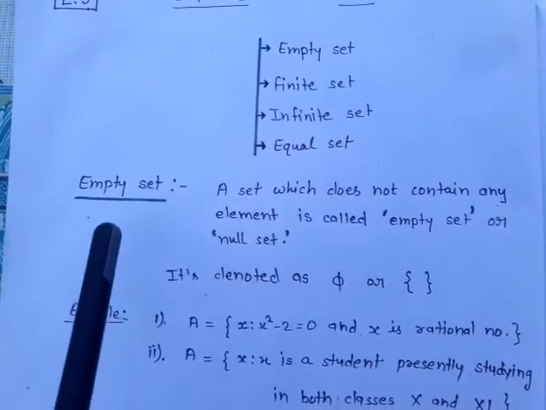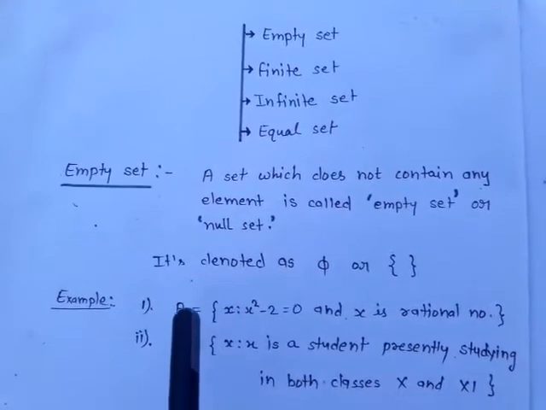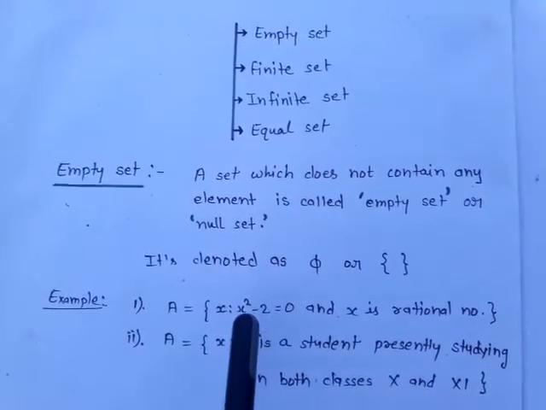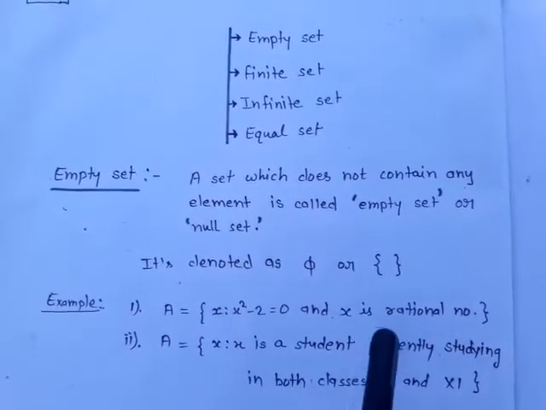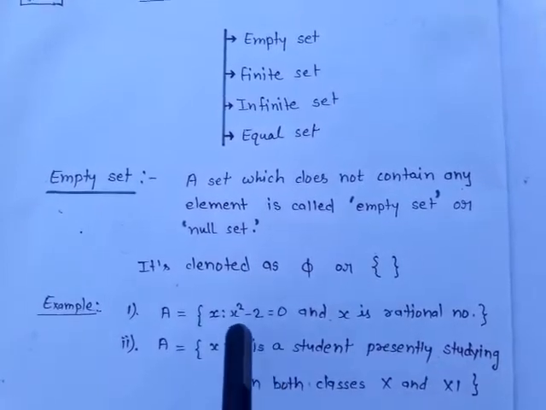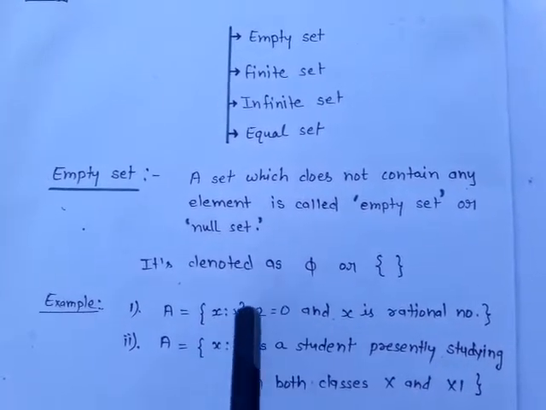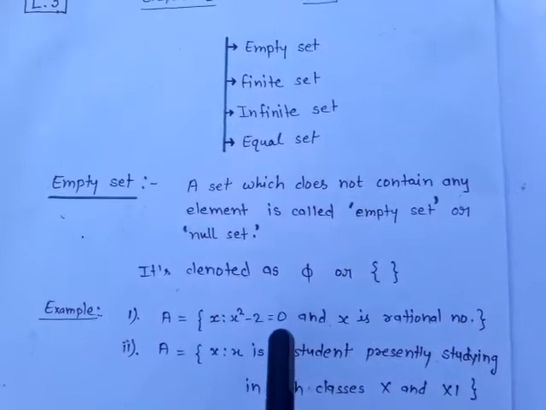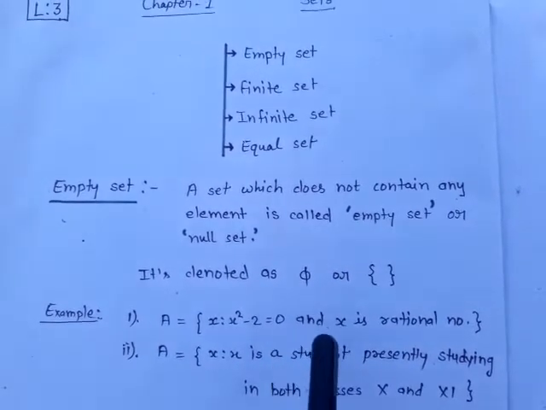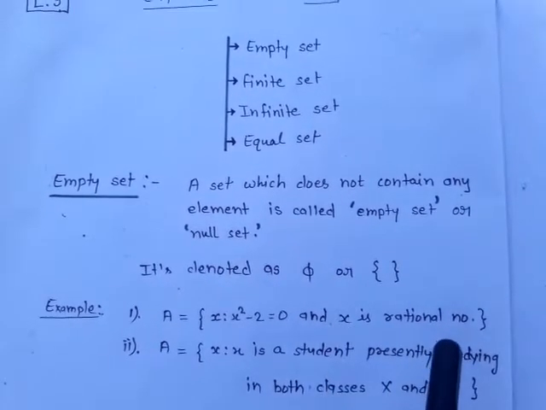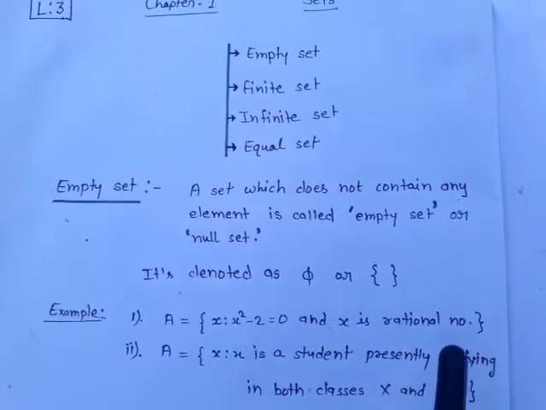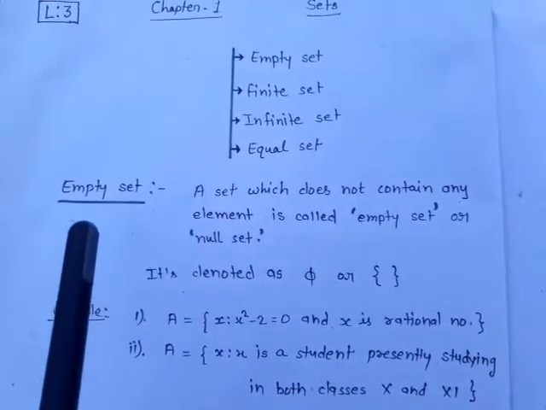For example, capital A is equal to {x such that x square minus 2 is equal to 0 and x is a rational number}. Here x square minus 2 is equal to 0. After solving this we get x is equal to root 2, which is an irrational number. But x is a rational number, so this set is an empty set. Now capital A is an empty set.